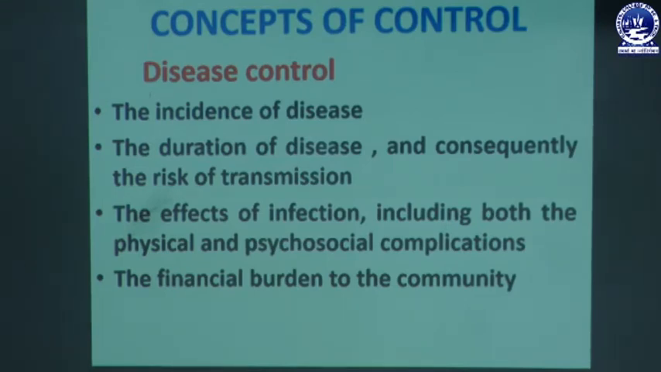A state of equilibrium becomes established between the disease agent, host, and environment components of the disease process. An example of this concept is malaria control, which is distinct from malaria eradication. In disease control, we have to know about the incidence of the disease, and also the duration of disease, meaning in which period the disease occurred and at which period we contact or consult the doctor about that disease.